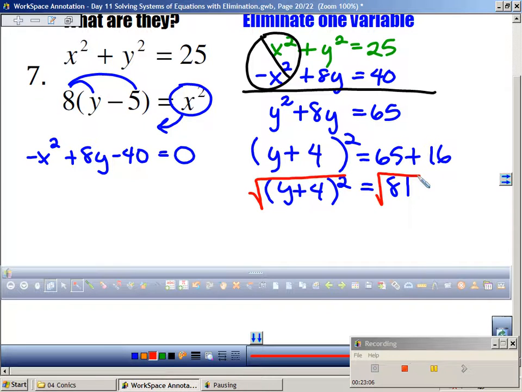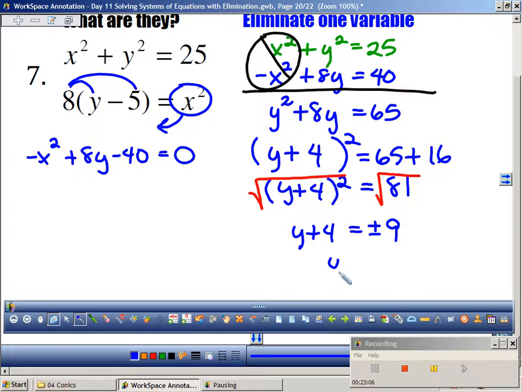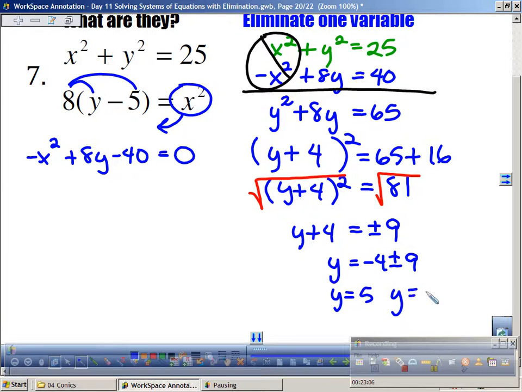So now it's just y plus 4 equals plus or minus 9, right? And then you take the 4 and subtract it, and it's negative 4 plus or minus 9. So y is either negative 4 plus 9, which is 5, or y is negative 4 minus 9, which is negative 13. Now we found y. We're going to use both.